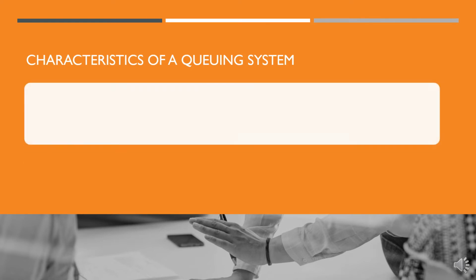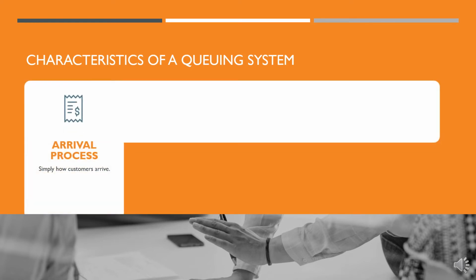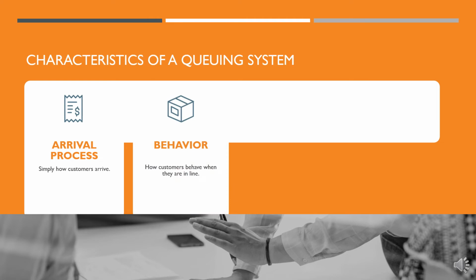The first characteristic is arrival process. It is simply how customers arrive. They may come into a queue alone or in groups, and they may arrive at certain intervals or randomly. Next is behavior. How do customers behave when they are in line? Some might be willing to wait for their place in the queue, others may become impatient and leave. Yet others may decide to rejoin the queue later, such as when they are put on hold with customer service and decide to call back in hopes of receiving faster service.